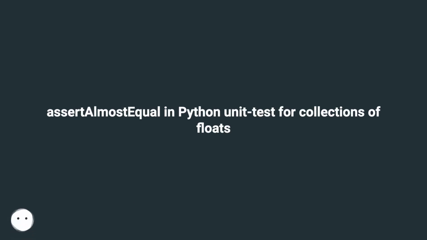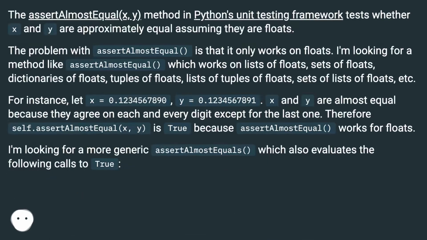assertAlmostEqual in Python unit test for collections of floats. The assertAlmostEqual(x, y) method in Python's unit testing framework tests whether x and y are approximately equal, assuming they are floats. The problem with assertAlmostEqual is that it only works on floats.